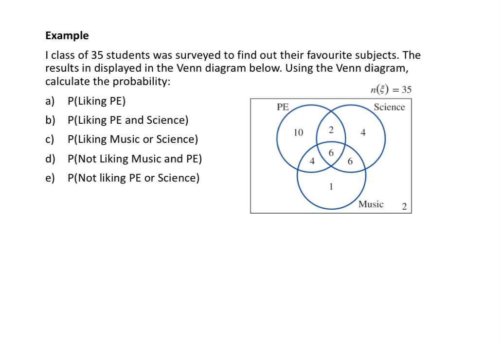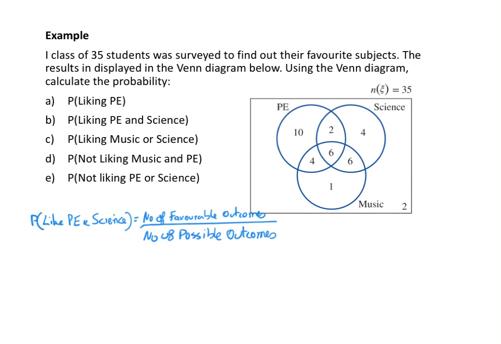So next we want to look at the probability of a student liking both PE and science. And to work out the probability, we're going to use the formula number of favourable outcomes over the number of possible outcomes. So to work out my number of favourable outcomes, I need to have a look at my Venn diagram, and I'm looking for students that like both PE and science. So to do that, I need to first identify my sets for PE and for science.